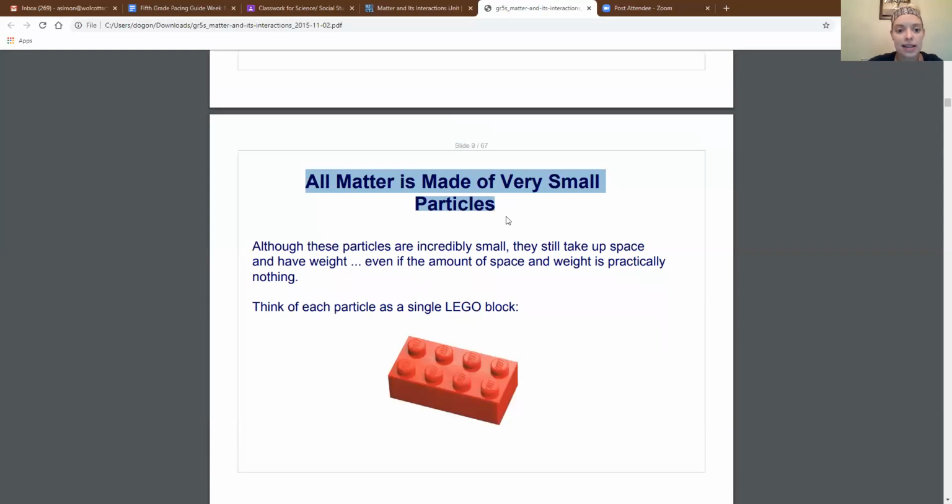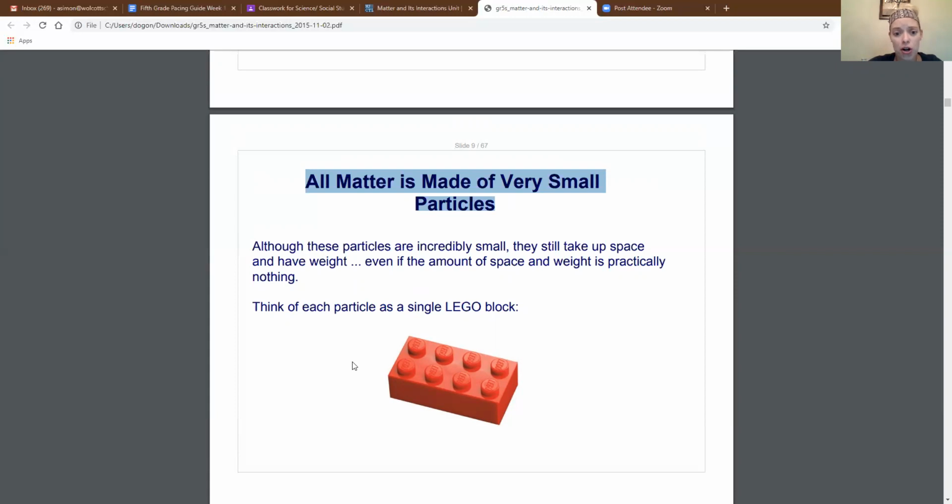So if we look at this Lego, for example, okay? Although these particles are incredibly small, they still take up space and have weight, even if the amount of space and weight is practically nothing. So even particles are matter as well. So matter is made up of small particles.